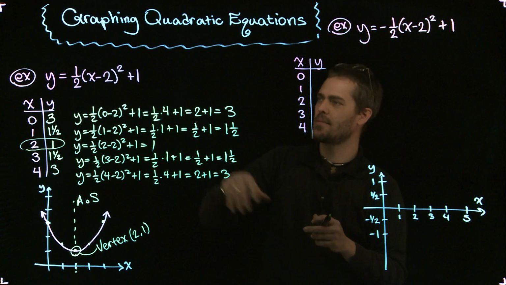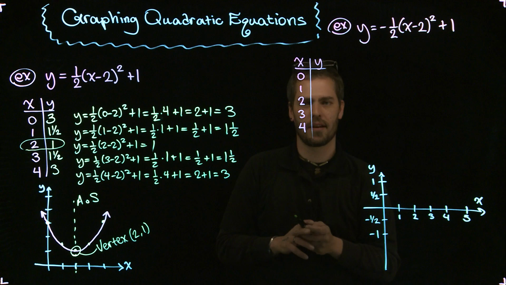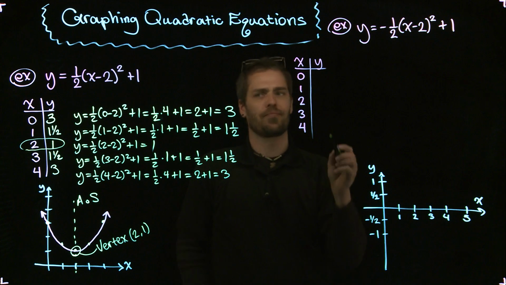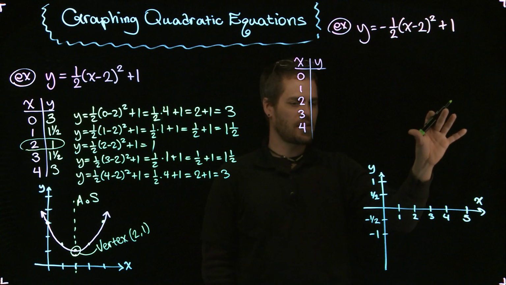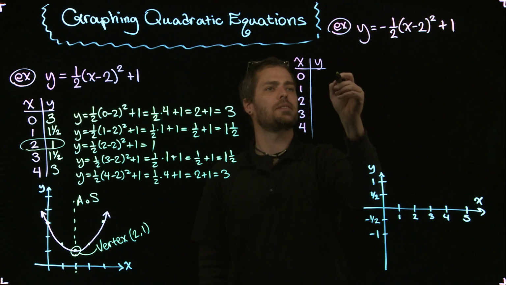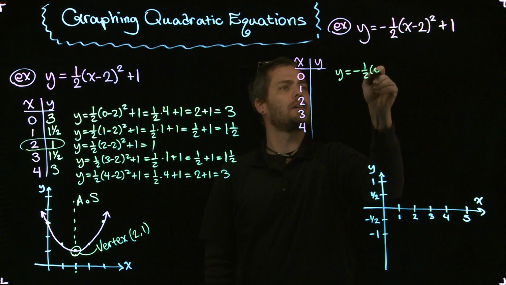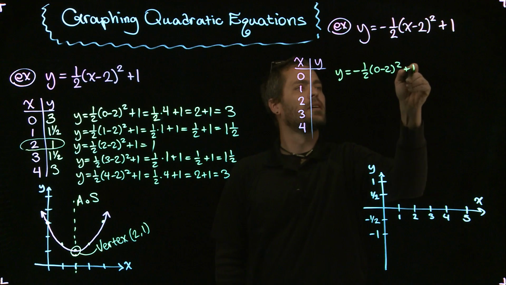It's exactly the same as this one, only I stuck that negative right there. And it does, of course, change something. Let's see how it changes. So here I go. You can fast forward again if you'd like. I'm about to do all these computations, starting with the 0. So negative 1/2, stick the 0 in here.